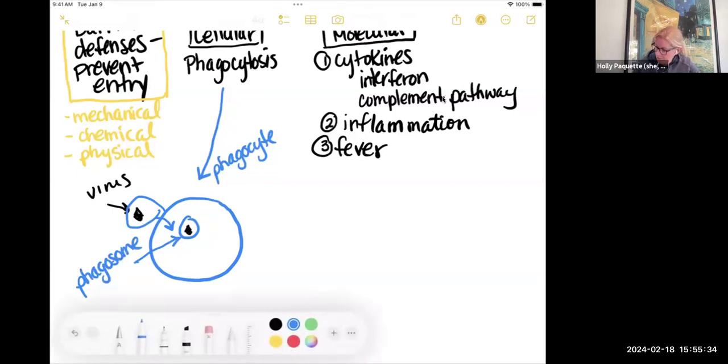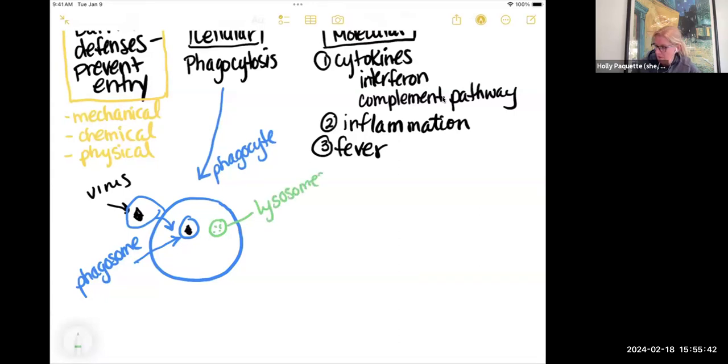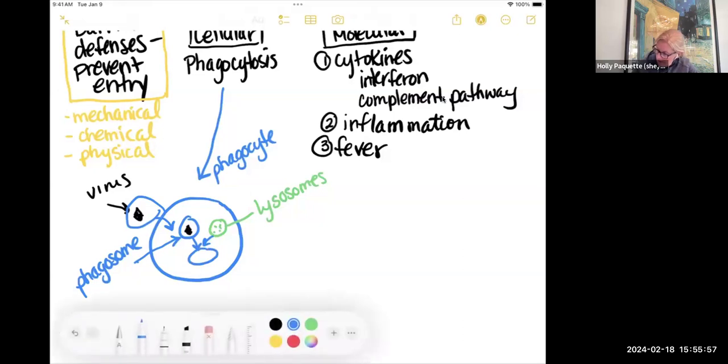And hopefully you guys remember, we talked about something called a lysosome. If you don't remember what that is, you might want to go back and look in your notes, but lysosomes basically have these hydrolytic enzymes, which are very destructive enzymes. And what can happen is that these two can merge together, and we get something with that little virus guy in there.